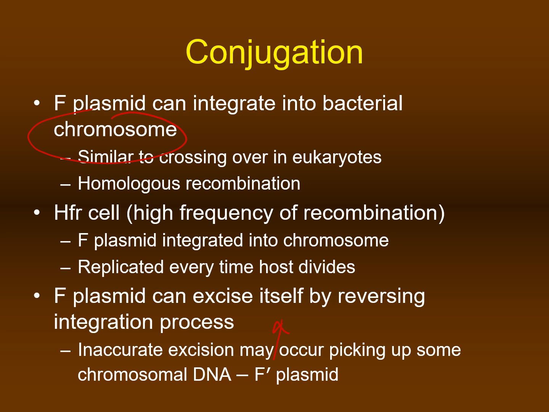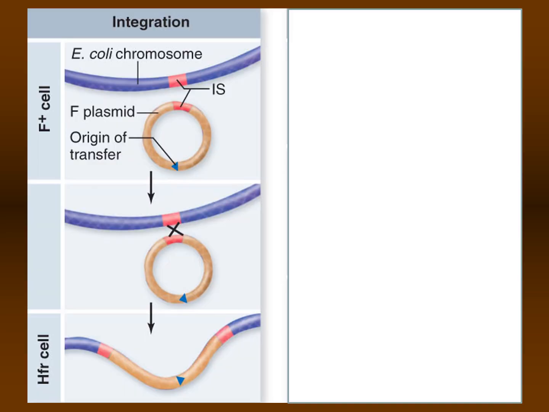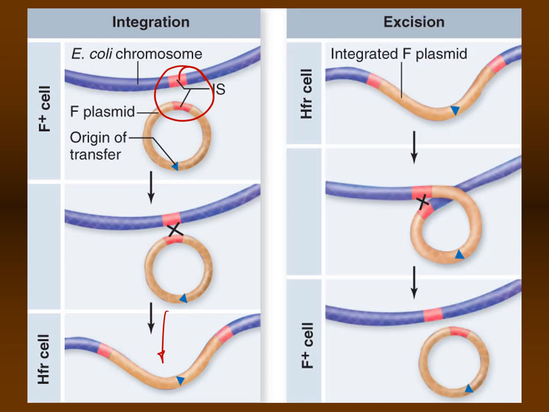the inaccuracies in the excision may result in the plasmid picking up some genes from the chromosome, and now we call it an F prime plasmid, which is different from the original F. So here's an example of the recombination. So an F plus cell here. Here you have the recombination site. The plasmid gets incorporated into the chromosome, and then it gets excised, but you can see that in some cases, if excision isn't precise, the plasmid can pick up some other parts of the chromosome.